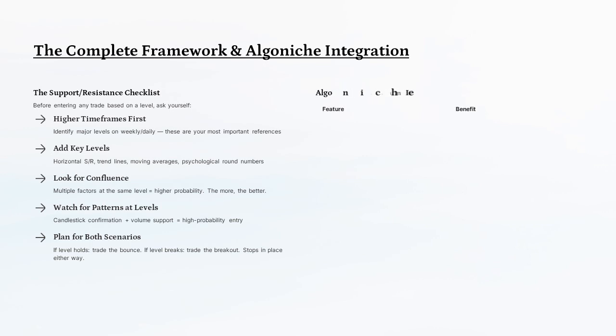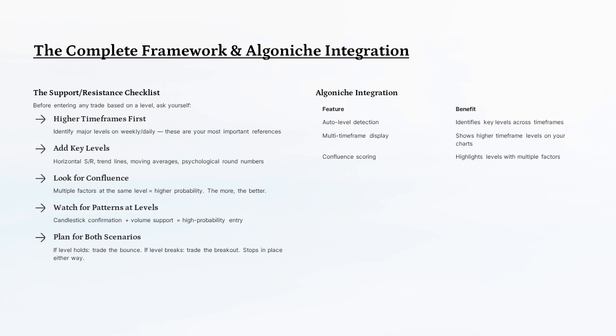How Algonic helps you put this into practice. You don't have to draw every line manually or stare at charts for hours. The Algonic platform includes powerful tools that automate this work. Auto-level detection identifies key support and resistance levels across multiple timeframes automatically. You don't miss important levels. Multi-timeframe display shows higher timeframe levels directly on your lower timeframe charts. You always see the dominant levels.